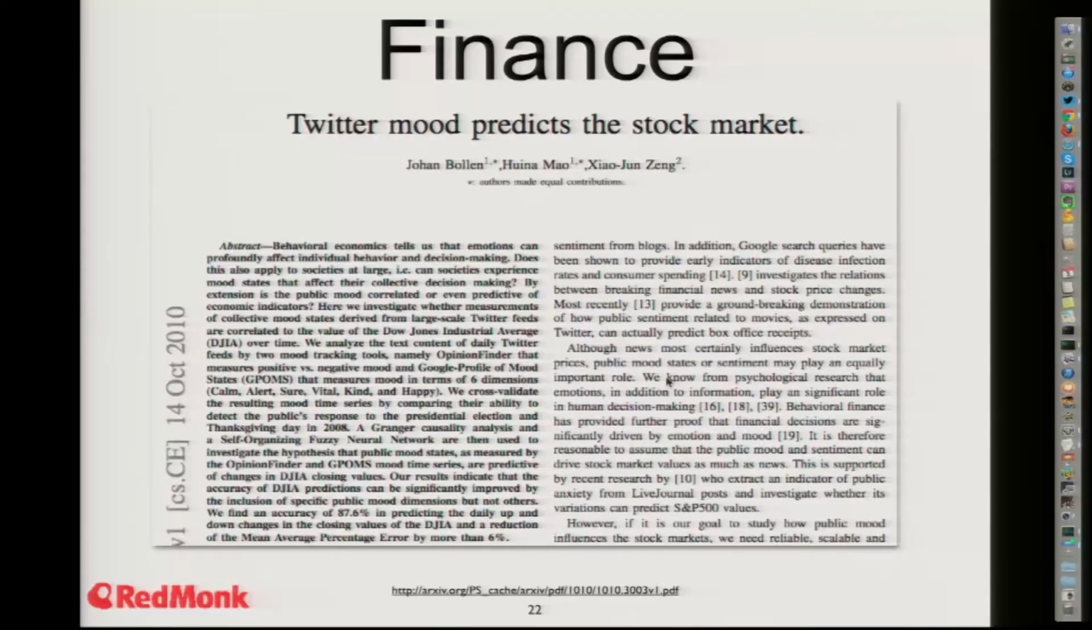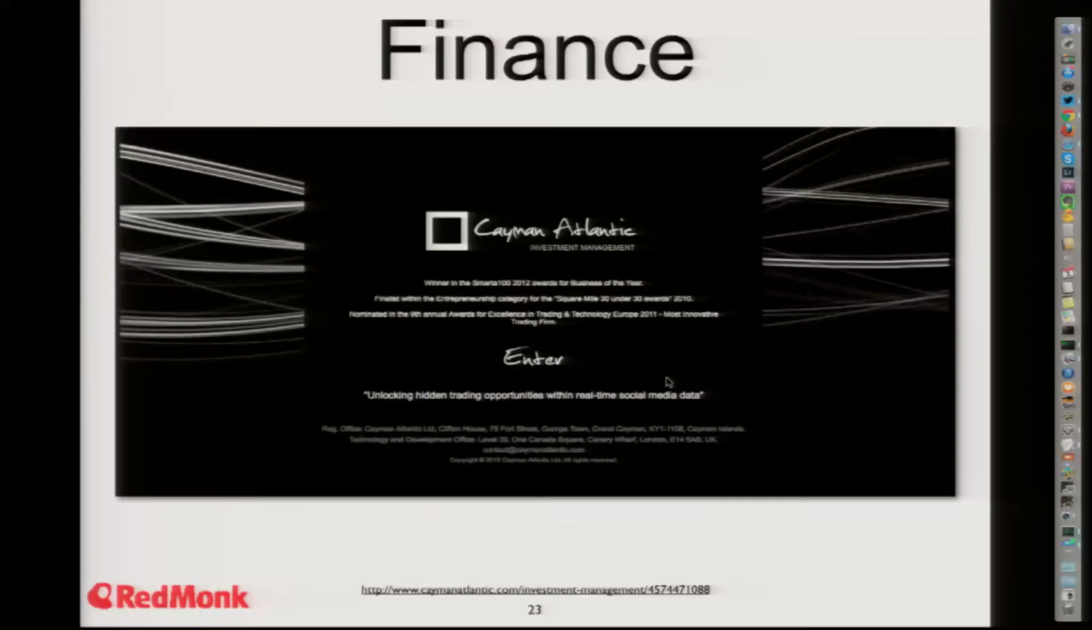In the finance industry, this is a paper that was published. It was published in, I think it was 2009, and it said that Twitter can predict the stock market with 87% accuracy. And again, the link is at the bottom. You can click through and read the paper. So on the back of that, this UK crowd called Derwent Capital Management licensed the technology and set up a fund, and it's now become Cayman Atlantic.